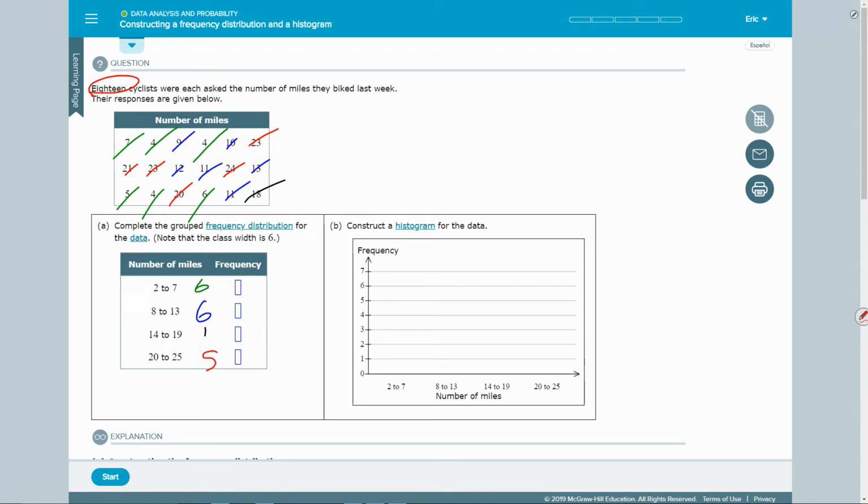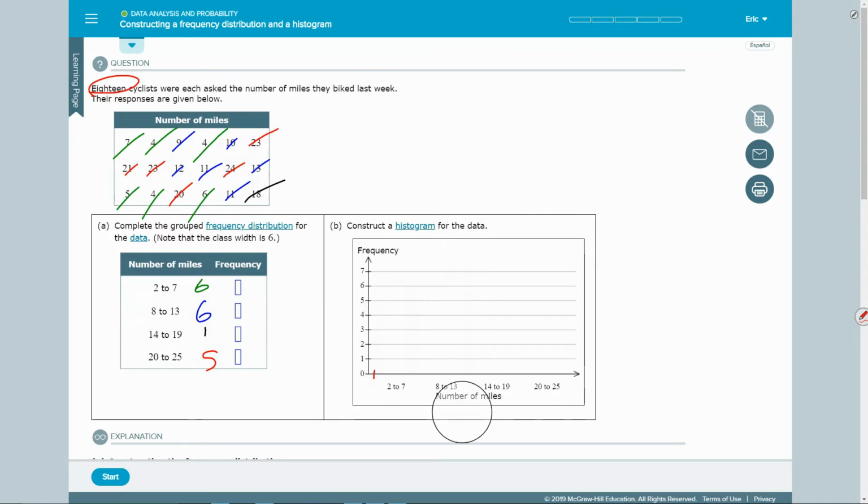When it says construct a histogram, all you're doing is making a quote-unquote bar graph in which you would raise it up until you hit that number. So for 2 to 7, I would raise it to the 6. From 8 to 13, it would also be 6. What you'll notice is that histogram is basically like a touching bar graph.